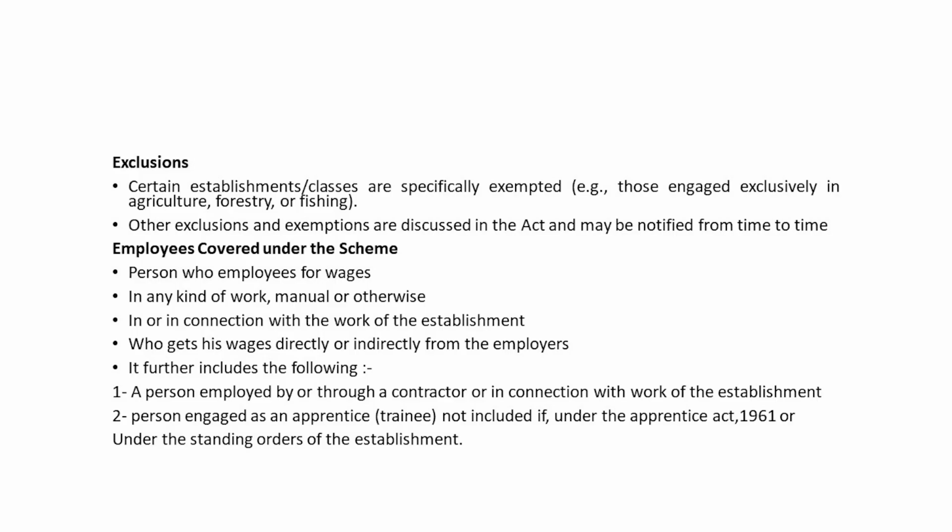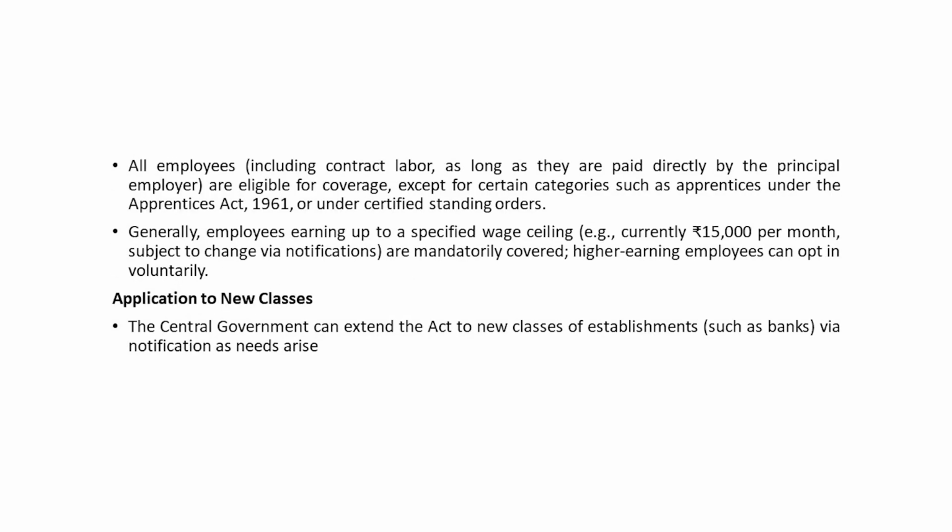As for exclusions, certain establishments have been excluded where the government has notified that they won't come under this and cannot give coverage. Those who are eligible have a ceiling fixed, that is, they are getting 15,000 per month as wages or salary, and it's mandatory for the employer to provide them the facility of the employee provident fund. Sometimes new classes can be added if the central government feels so, so this act can be applicable to new classes of establishments, and all these payments can be made through banks, with notification given by the government.